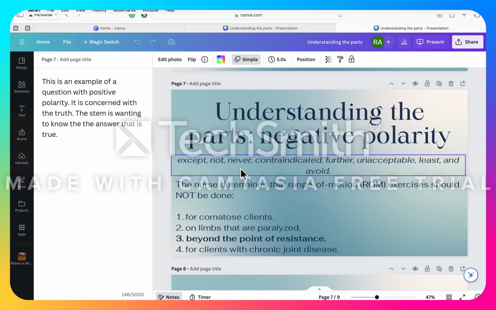So on this one, the nurse determines that range of motion exercises should not be done. And remember, we talked about those incomplete stems because we've got that colon there. So we're going to read it like we read the one before. The nurse determines that the range of motion exercises should not be done for comatose patients. Well, no, I think that's a true statement. I think our patients that can't move, we need to move them so that they can stay active. So mark that one off.